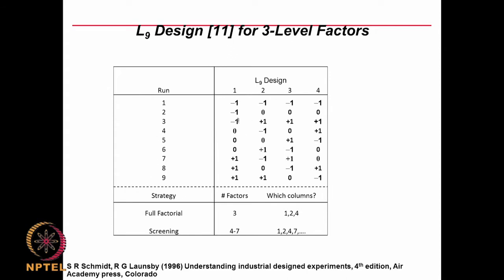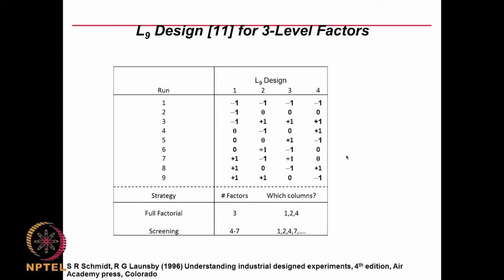So, as you can see, -1 is 0 is 1. This is the highest level, these are the lowest level, these are the middle level. For example, temperature: if I am interested in looking at 30, 40, 50, plus 1 means 50, minus 1 means 30, 0 means 40. pH, if I am looking at 3, 4, 5, minus 1 means 3, 5 is plus 1, 0 is 4, like that.